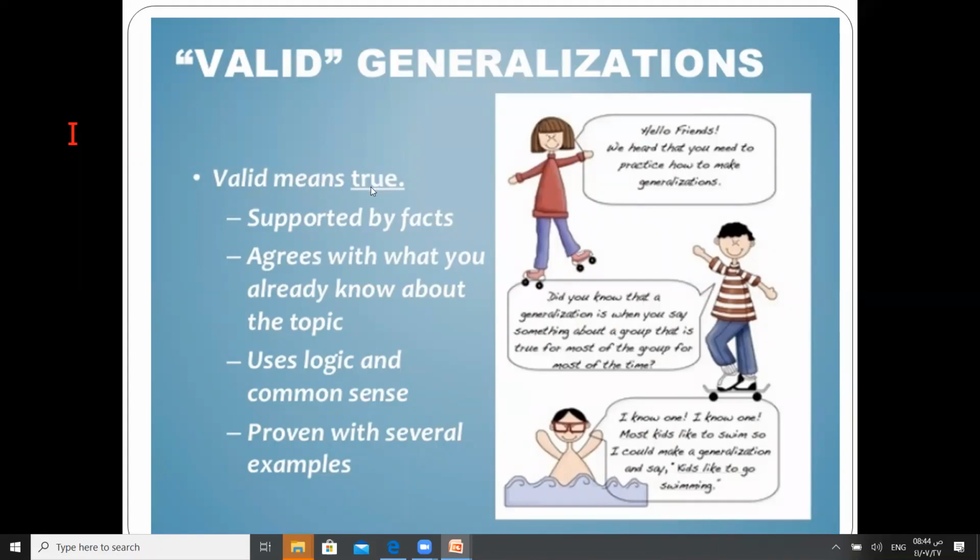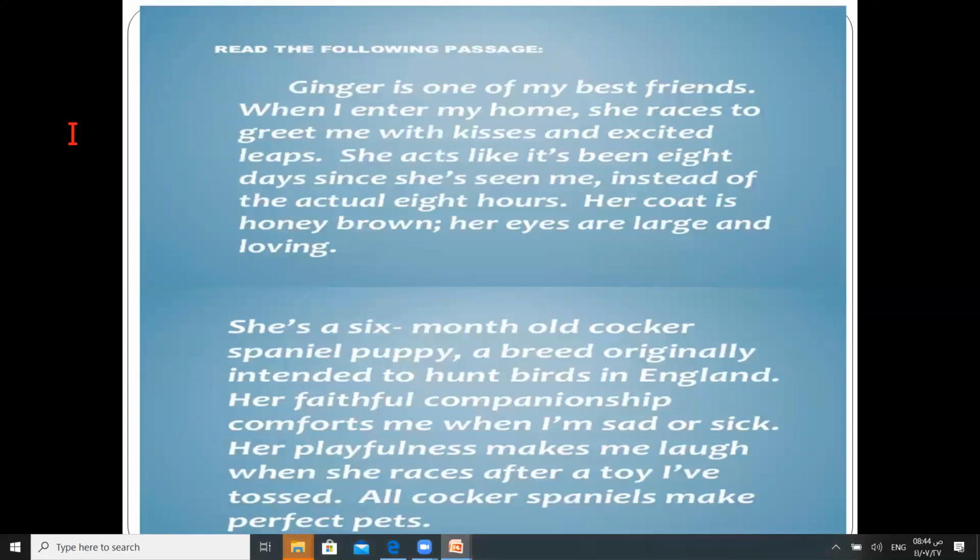So, valid means true. We use facts, logic and common sense. And also we have examples. They will support the paragraph with examples. So this is valid generalization. Let's have this passage and decide: is this valid generalization or faulty generalization?